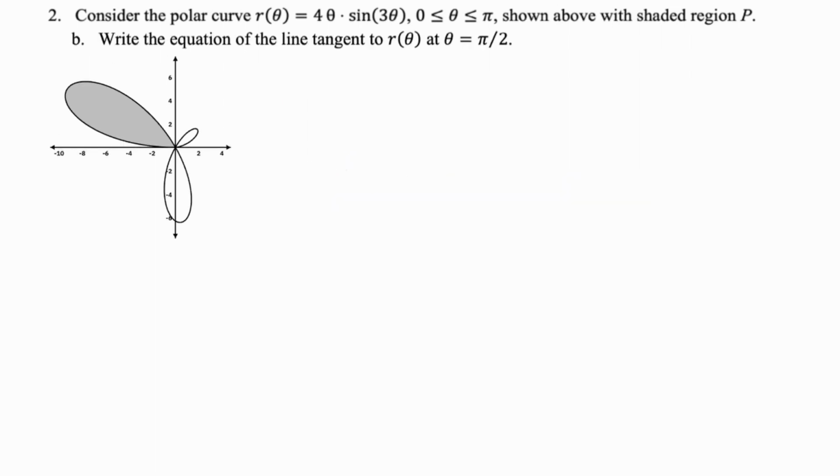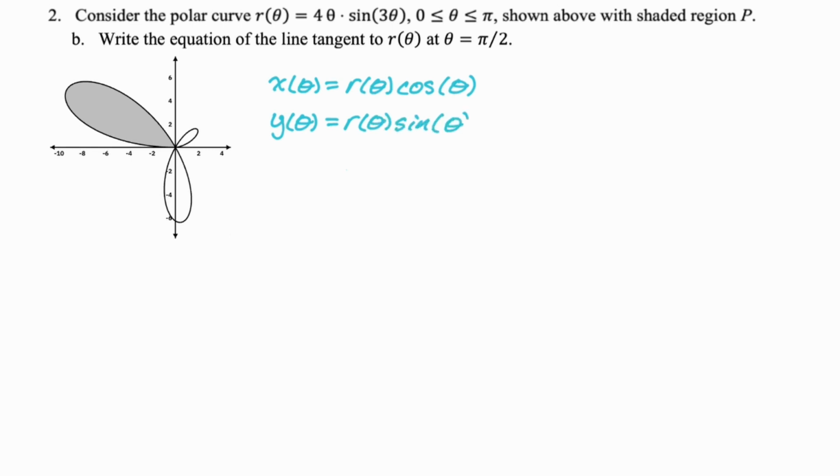Write the equation of the line tangent to r of theta at theta equals pi over 2. All right, so to do this, we're going to need to know the x-coordinate, the y-coordinate, and the slope. So in polar, it's essential that you walk in knowing how to convert polar to rectangular. So x of theta is going to be r of theta cosine of theta, and y of theta is going to be r of theta and then sine of theta. So you have to know those.